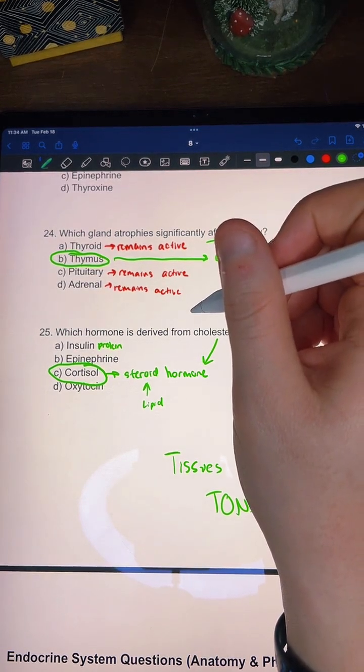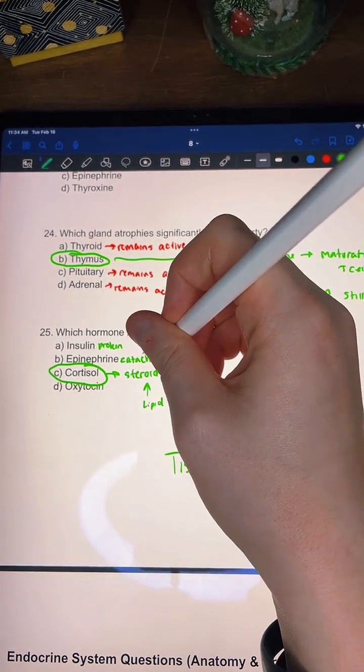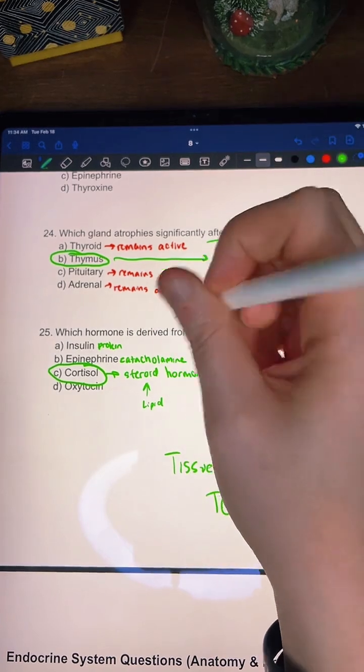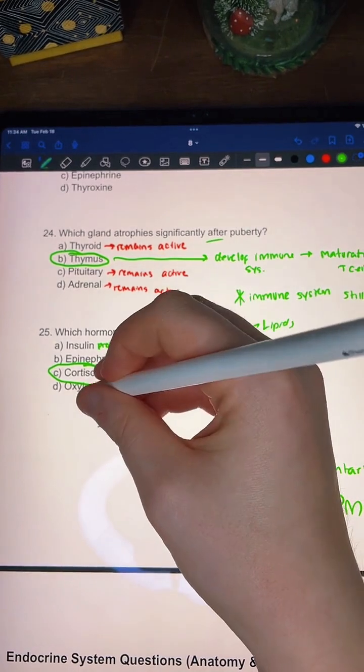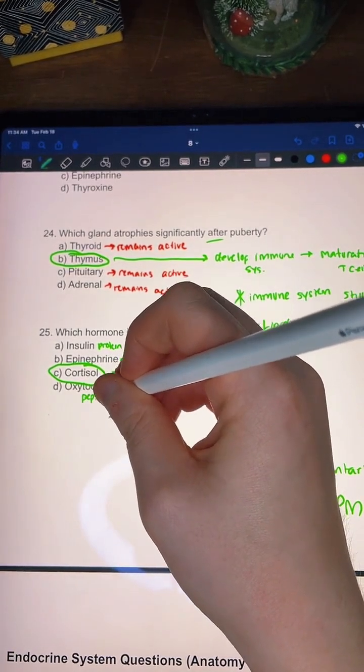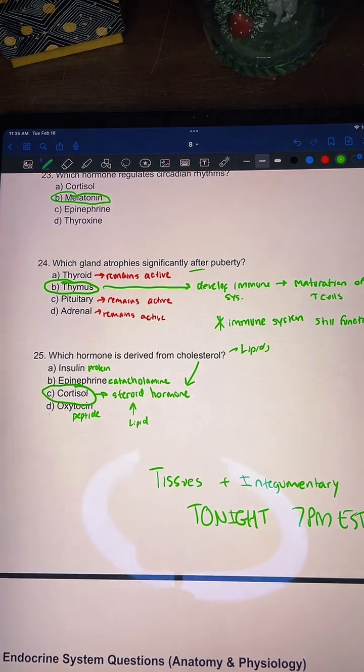Epinephrine is a catecholamine. And then oxytocin is a peptide hormone, a protein hormone. That's why. So that's how you can distinguish the difference between those. Are we all good on that?